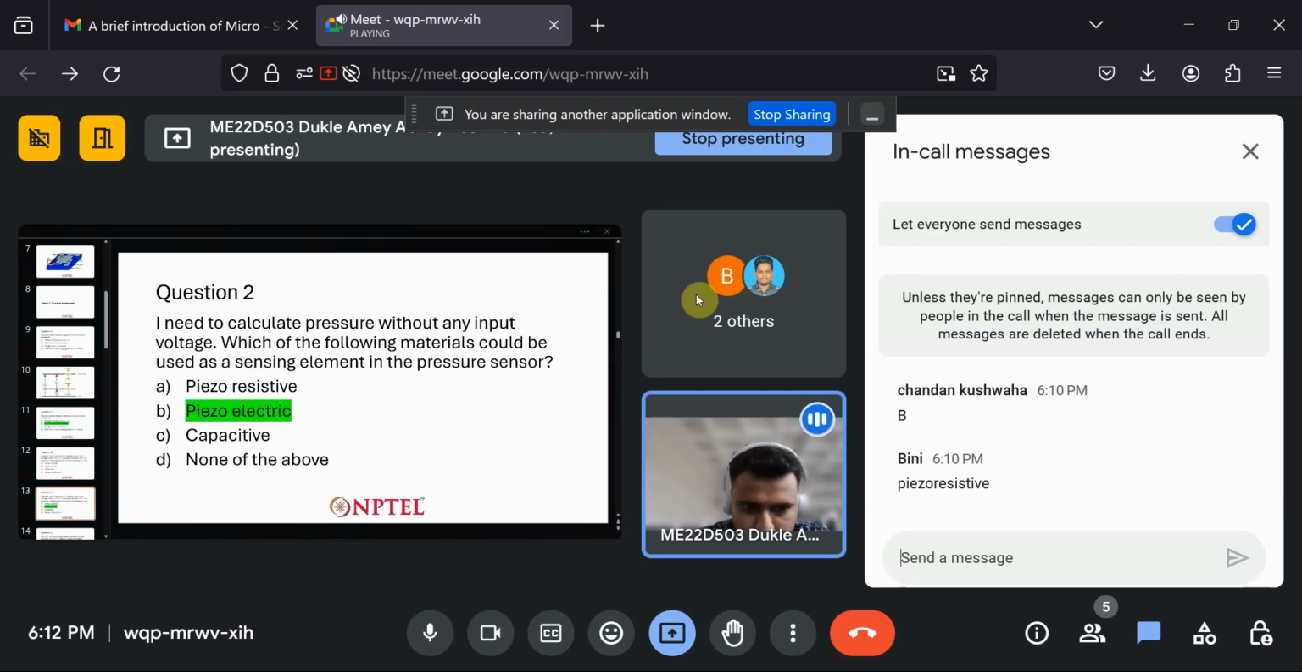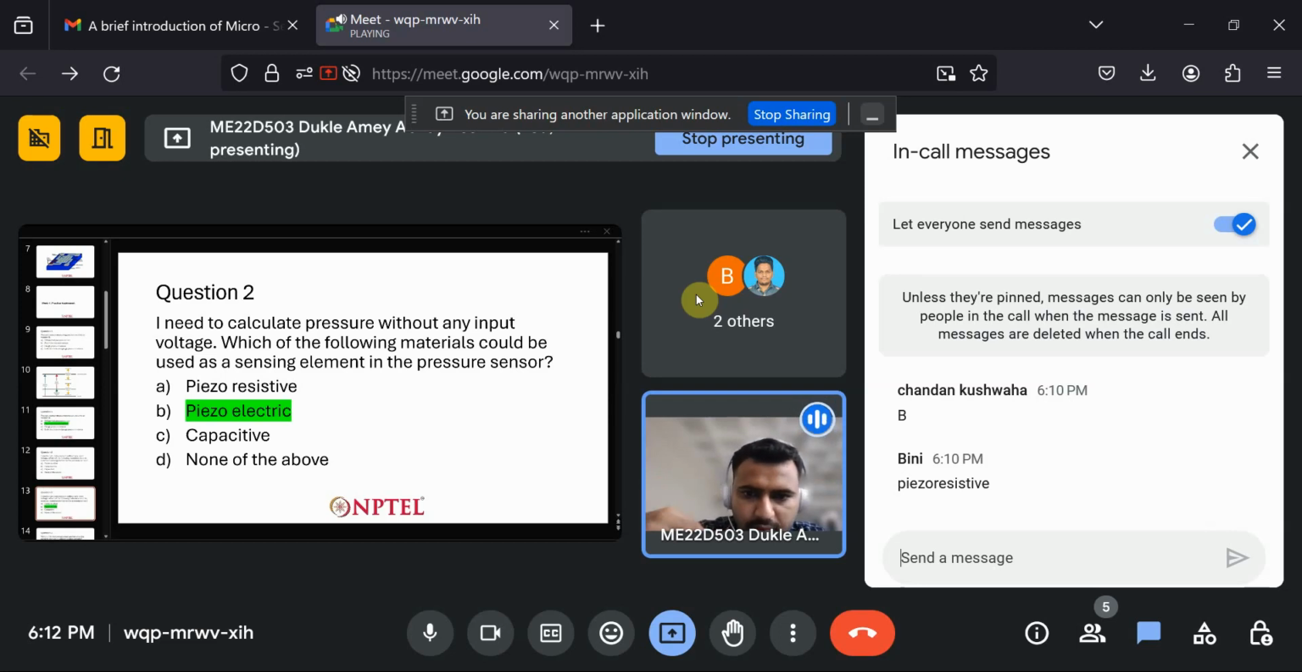No, it's not piezoresistive, as I mentioned earlier. Piezoresistive is basically a resistor that is in the circuit, and the current is flowing through it. But when a deformation happens, the resistance value changes. So when the resistance value changes, the current will change and the current will be measured.